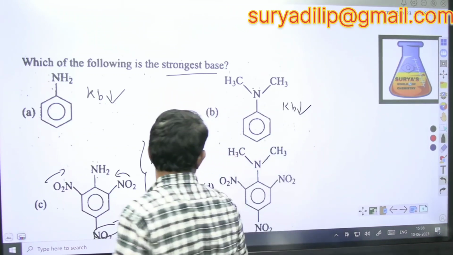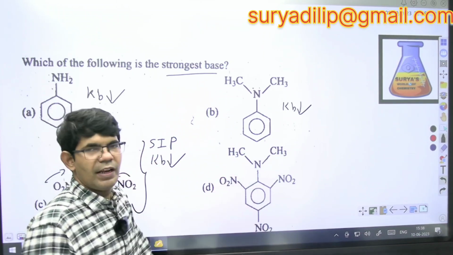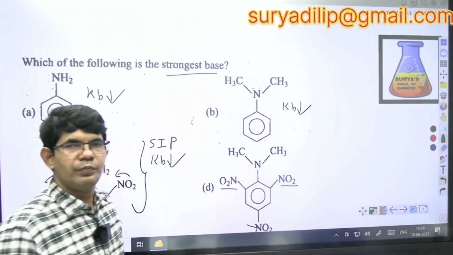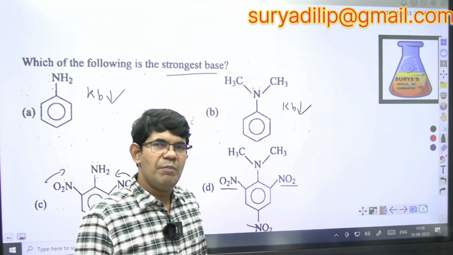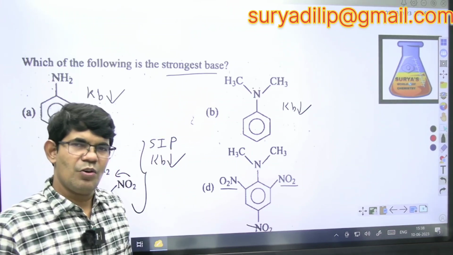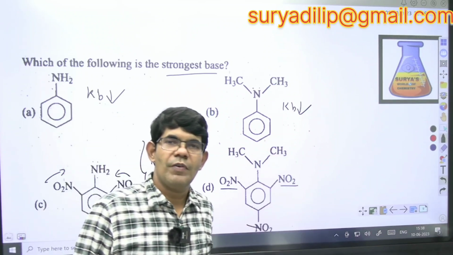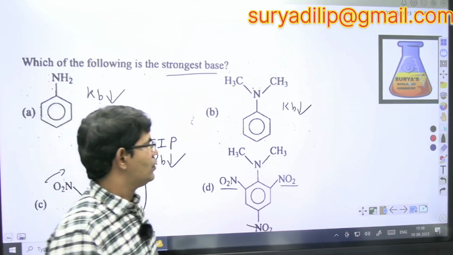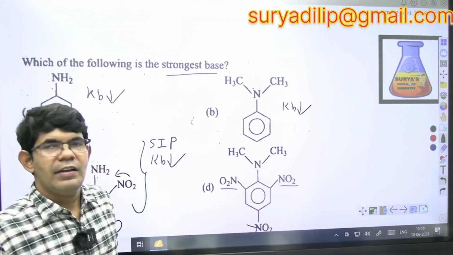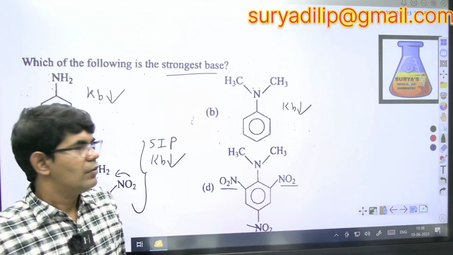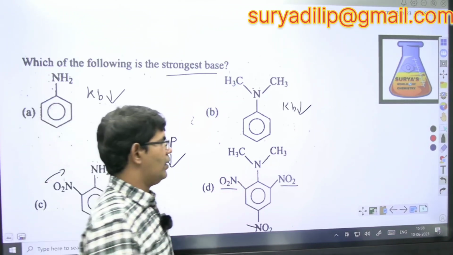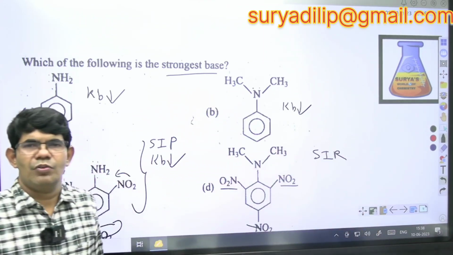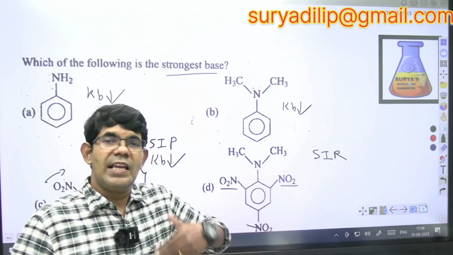Let's have a look at the fourth one. Yes, this is dimethylamine, along with ortho para positions having NO2. So do you think it will be least basic? No, not at all. Aniline can't involve in SIR effect, but aniline derivatives can. So the dimethyl aniline, the ortho substituted one, can involve in SIR effect, steric inhibition of resonance. I think in the last session also we had one or two questions based on SIR effect.